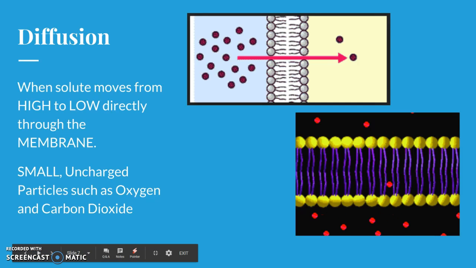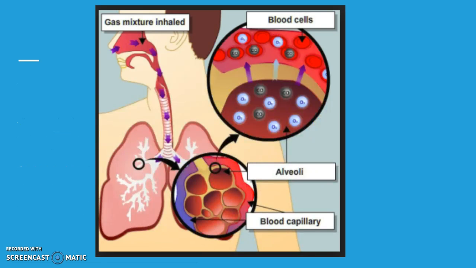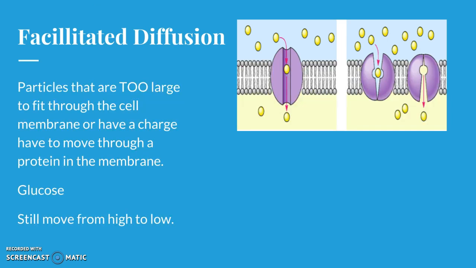These are going to be small, uncharged particles, such as oxygen and carbon dioxide, which is great for when you're breathing because oxygen and carbon dioxide are going to be exchanged through diffusion in your lungs and in your blood cells. The second type of passive transport is facilitated diffusion.